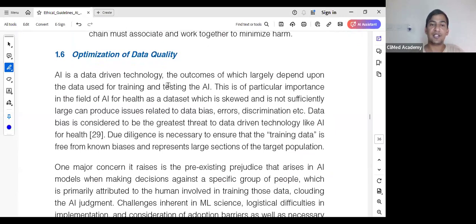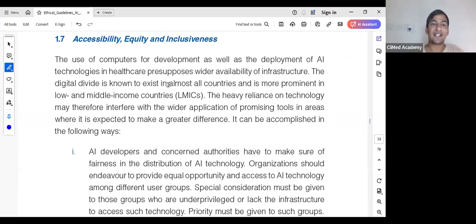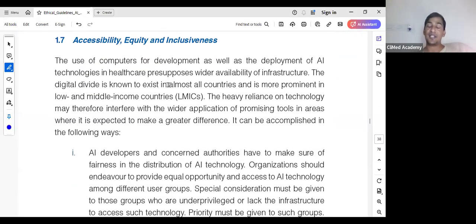Optimization of quality data, you can read these things. Accessibility, equity, and inclusiveness. I was talking about inclusiveness before also. Inclusiveness means it should include all types of data. Here it is not about all types of population.